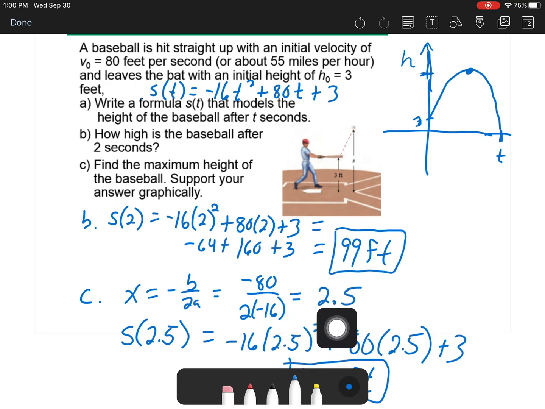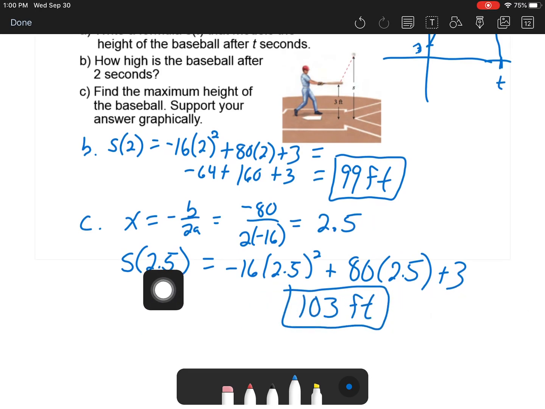Now what that 2.5 represents is time. So it's going to take 2.5 seconds for that baseball to reach its maximum height. Now to actually find that height, that's the y-coordinate of the vertex of our parabola. Okay, so we have to plug 2.5 back in.